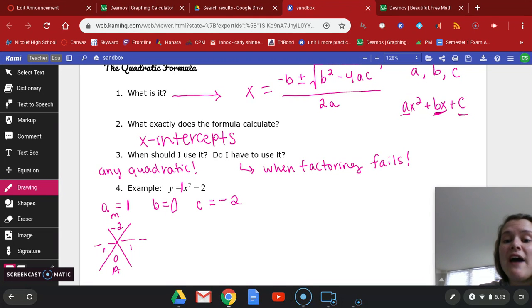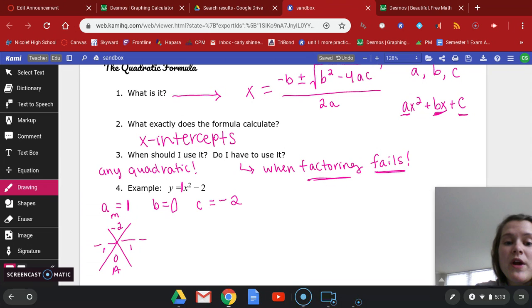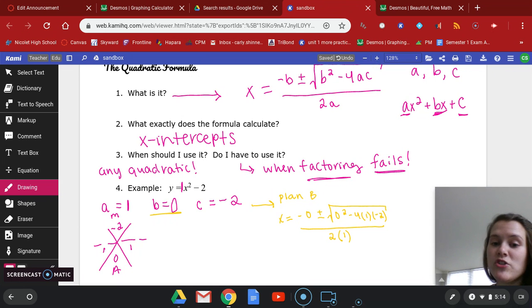So when do you have to use it? When factoring fails. And this is a good example of factoring just not working for us. So we are going to have to turn to the backup plan. Plan B, I said that weird. The quadratic formula. So I'm just going to plug in my A, B, and C here. I'm plugging in 0 for B, 1 for A, and negative 2 for C, all over 2 times A, which is 1. Alrighty, so that's the quadratic formula.